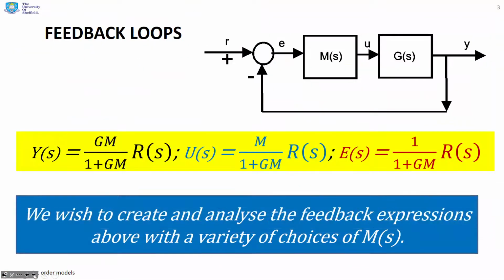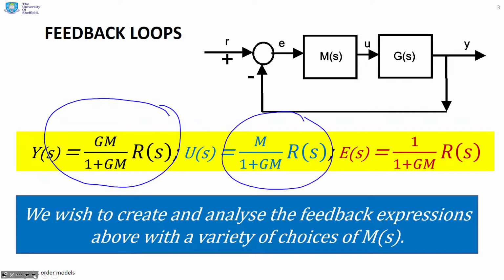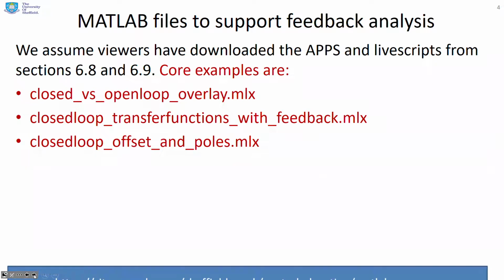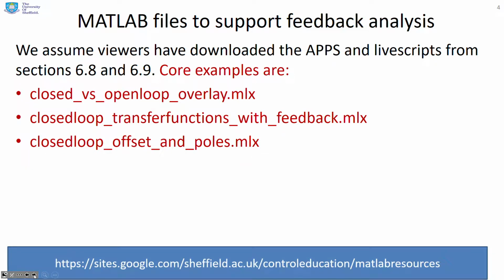The basics then: there's a simple feedback loop and you can see the sort of transfer functions that evolve depending on whether you want the input, the output or the error. So we wish to create and analyse these feedback expressions with a variety of choices of M and indeed G. What MATLAB files have we got to support this analysis? Well, the core examples we're going to look at are these three live scripts: closed versus open loop, overlay closed loop transfer functions with feedback, and closed loop offset and poles.